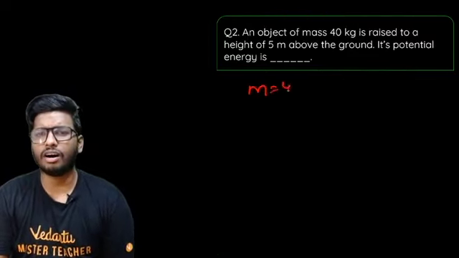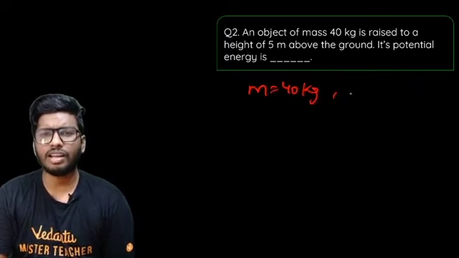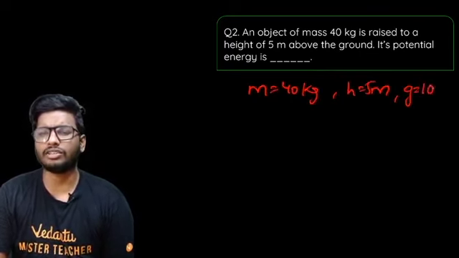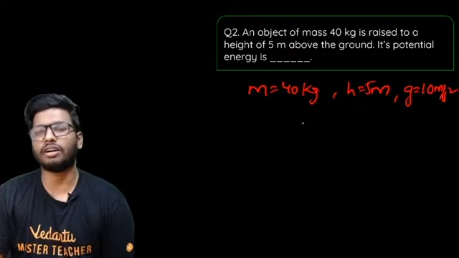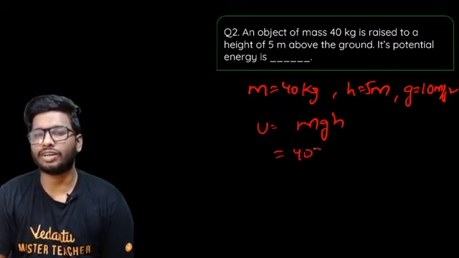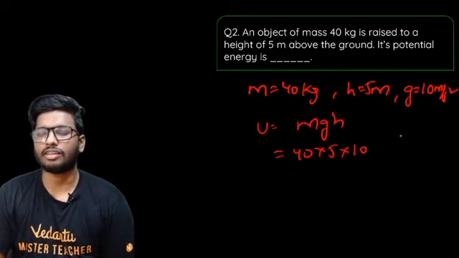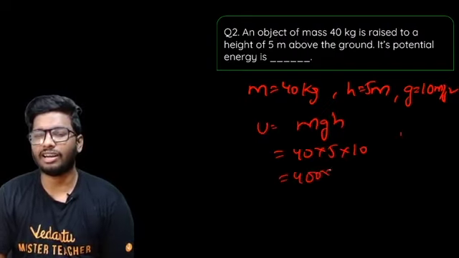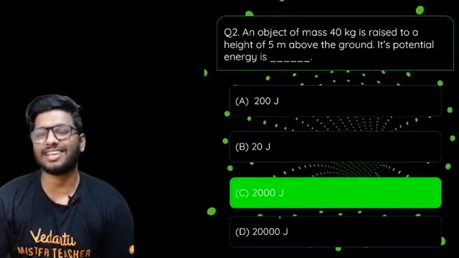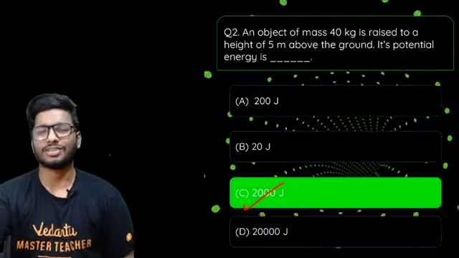So your mass is given as 40 kg. Height is given as 5 meter. Just for ease, I'll take acceleration due to gravity as 10 meter per second square. Put it in the equation, U is equal to mgh. So m is 40, 5 and 10. That's 400 into 5, that's 2000 joules. That is the answer, guys. Very simple question. That is the answer for the second question as well, 2000 joules.